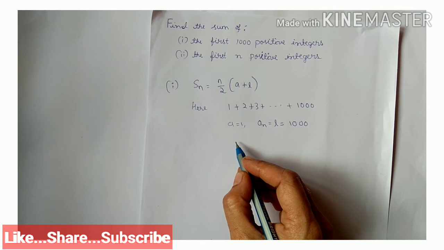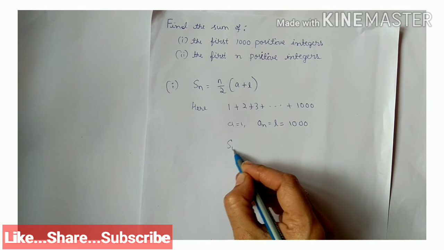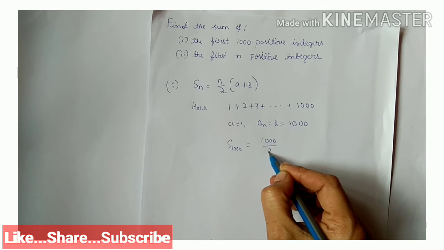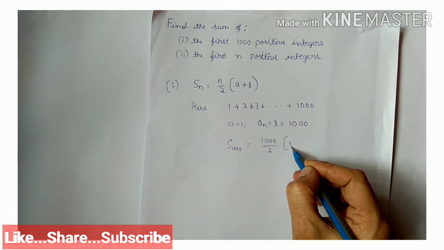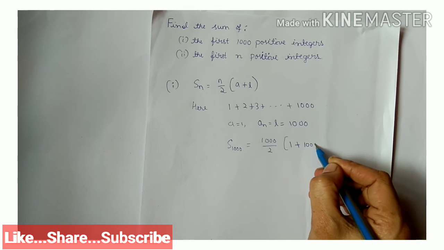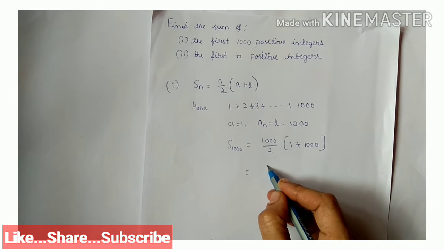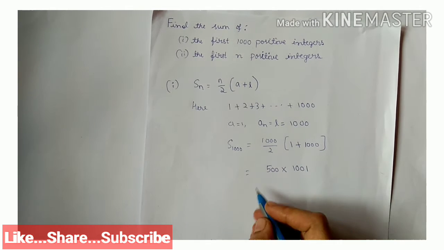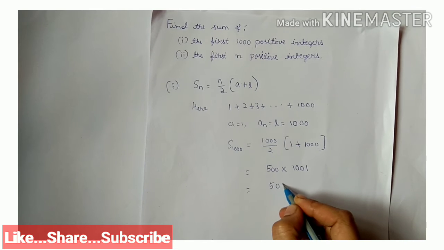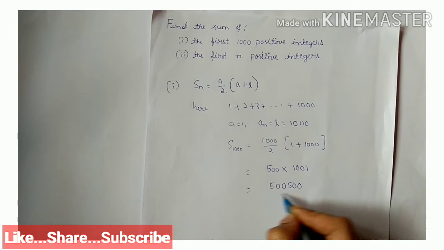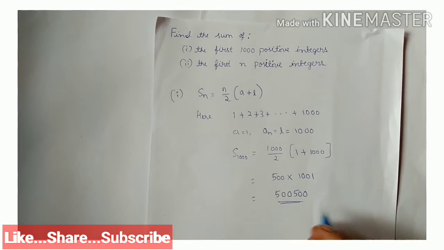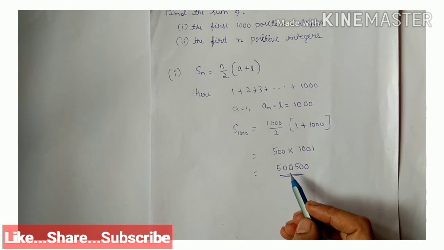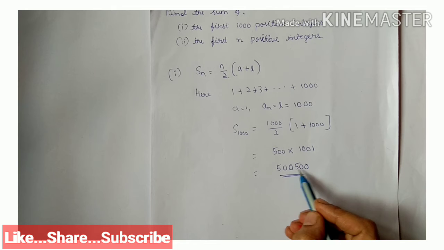The sum of the first 1000 terms of an AP is equal to 1000 divided by 2, first term 1 plus last term 1000. 500 into 1001. This is 500,500. Therefore, the sum of the first 1000 positive integers is 500,500.